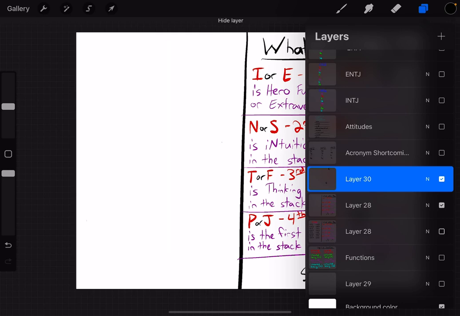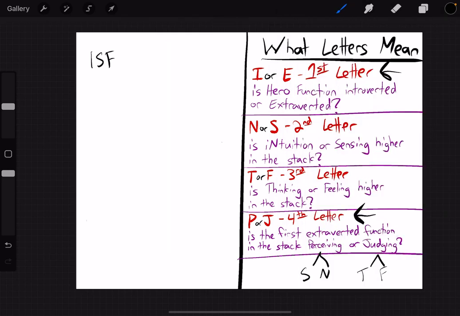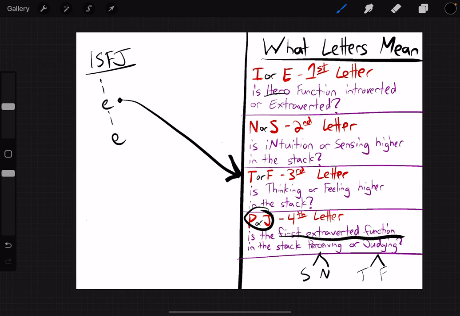So we'll jump right into an example with the ISFJ. Based on the first letter, we know that the hero function is introverted, and then they alternate. So if it was an extroverted type, it would be like this, and repeat. Now we want to look at the fourth letter. Is the first extroverted function perceiving or judging? Well, we know that this will be a judging function, which would correlate to this here. So we look at the third letter. We know that feeling is higher than thinking. So this makes this Fe.